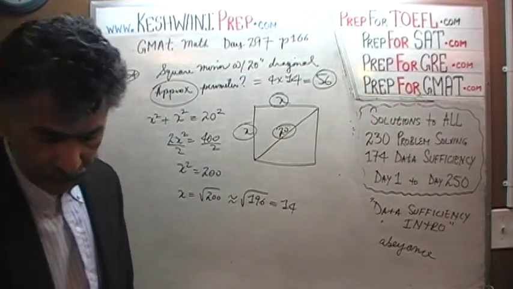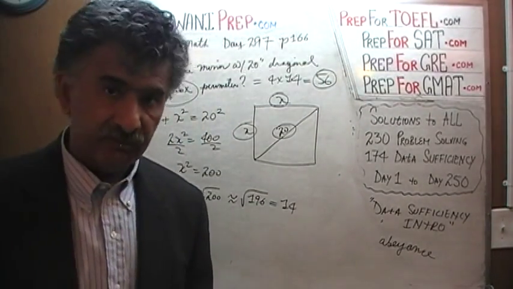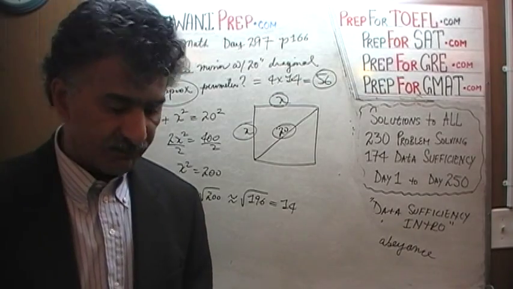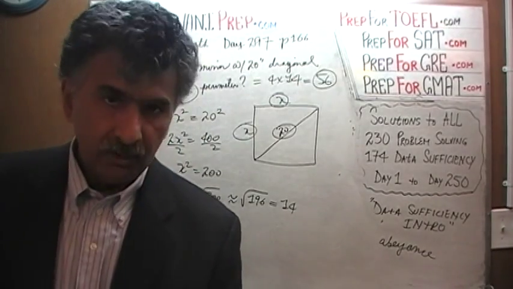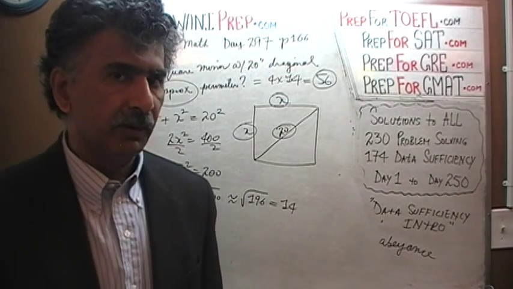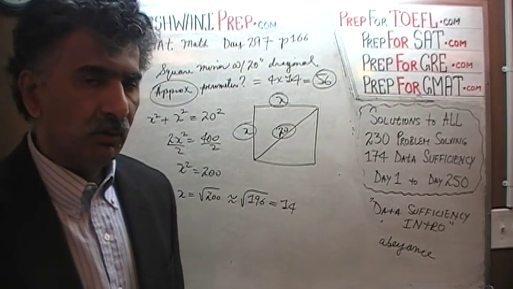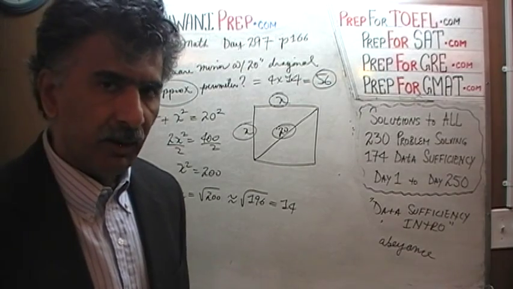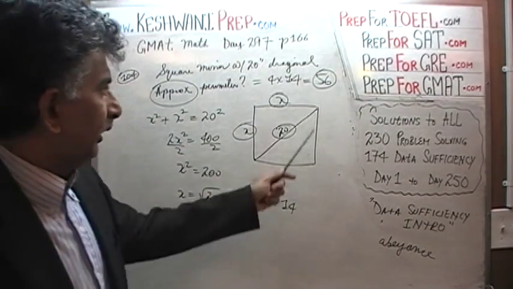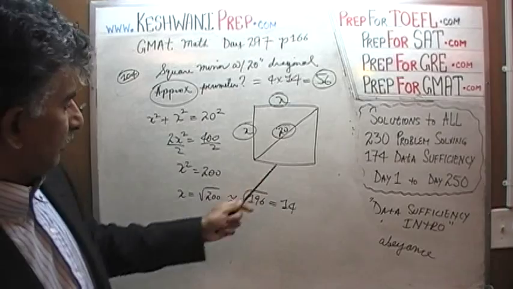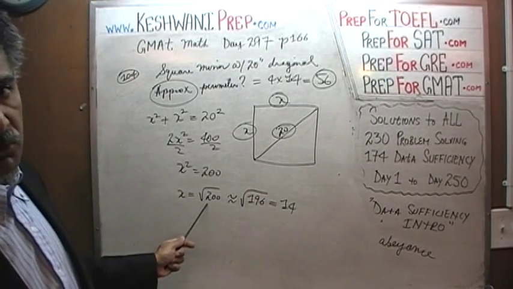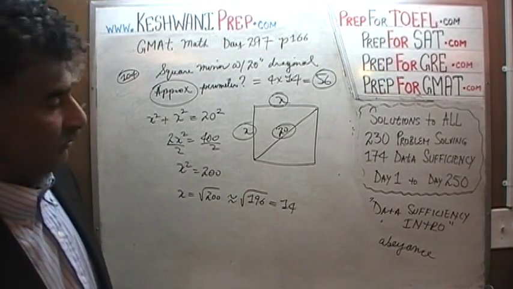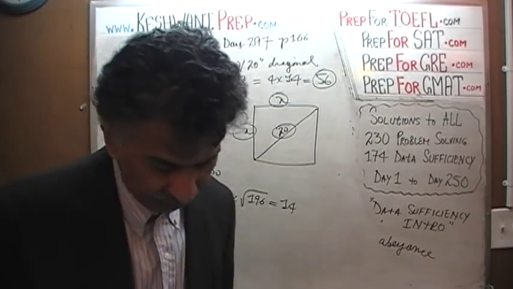We cannot say the perimeter is 56, what we have to say is the perimeter is approximately 56. Are we underestimating or overestimating? Is the perimeter in reality going to be a little bit over 56 or a little bit under 56? The answer is we are underestimating. The actual perimeter is going to be a little bit more than 56 because we have a square root of 200, which we are treating as square root of 196. So it's going to be a little bit more than that. But anyway, 56 is the answer.